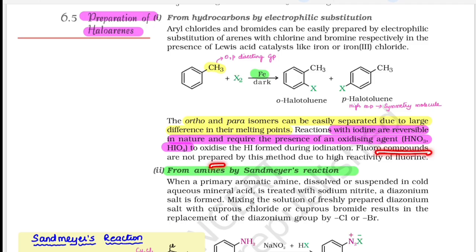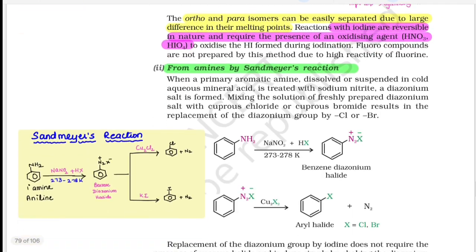Fluoro compounds are not prepared by this method due to the high reactivity of fluorine. So we are not using fluorine because it is highly reactive in nature. We are going to use chlorine, or you can use bromine in the presence of Fe, so you will be getting these two products. When you are using iodine, you have to use a strong oxidizing agent like nitric acid or HIO4.